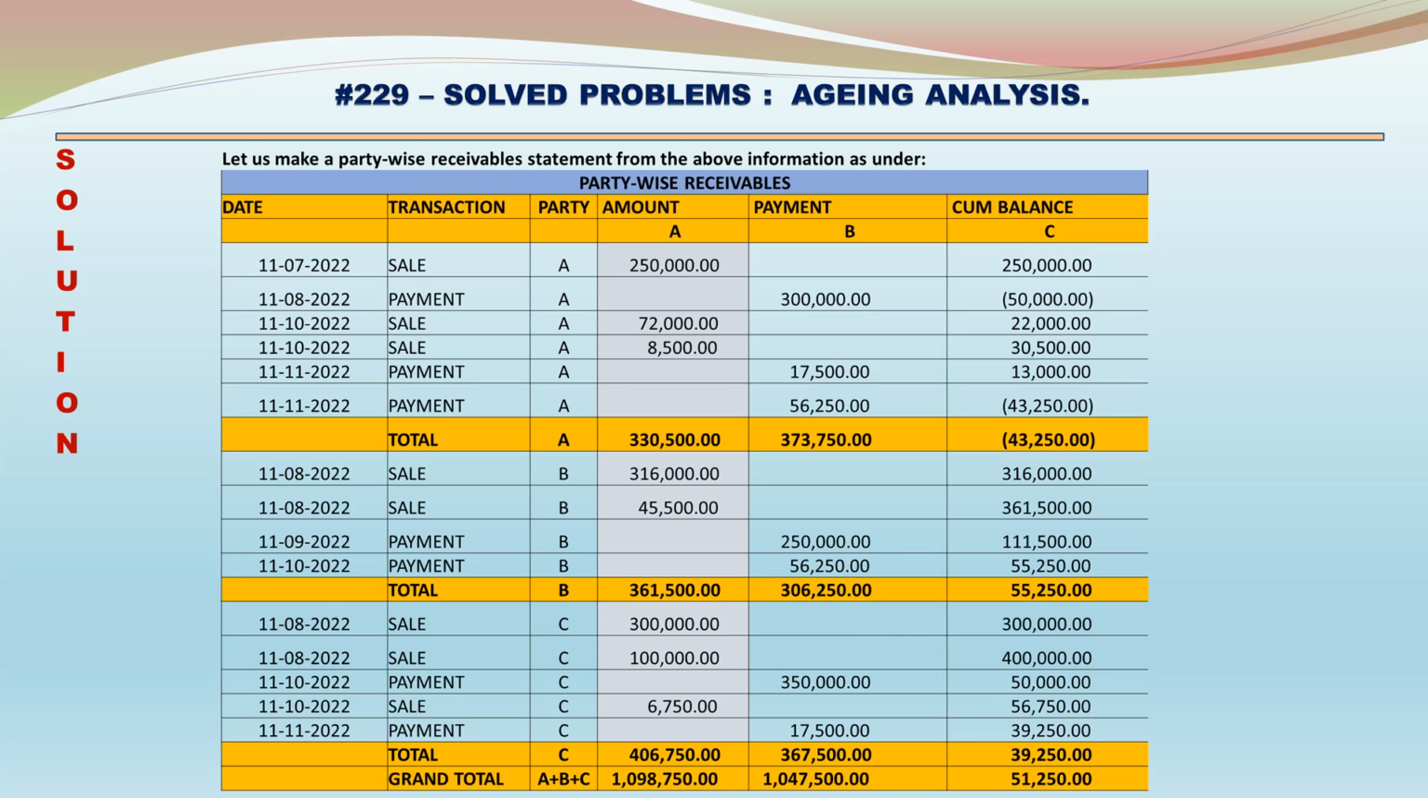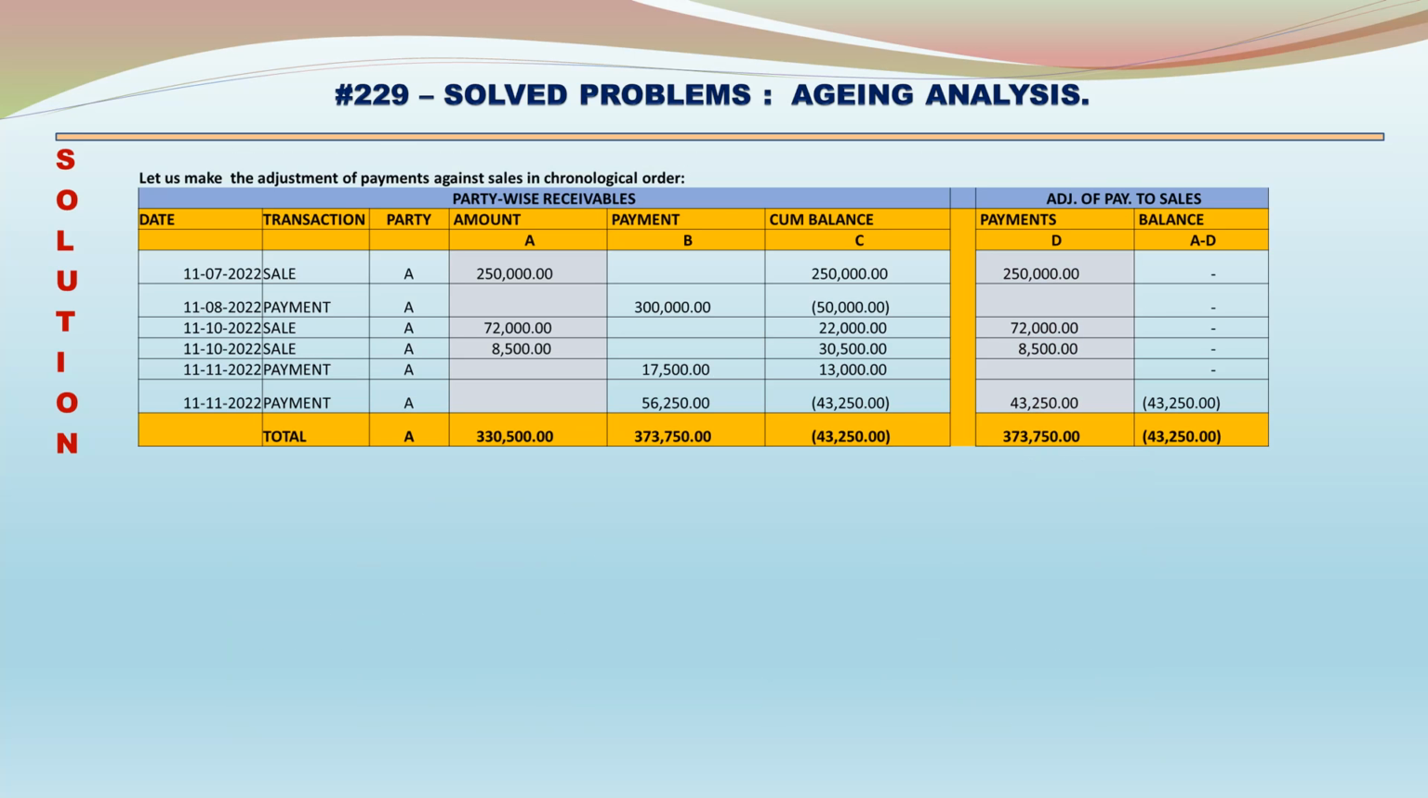Grand total: 1,098,750 is the sale, 1,047,500 is the payments received. There is a receivable of 51,250 from A, B and C. Let us make the adjustment of payments against sales. Party A made a total payment of 373,750. It is adjusted against the 7th November sale 250,000, 10th November sale 72,000, 10th November sale again 8,500, and 11th November payment is 43,250. There is an excess payment by A to the extent of 43,250.